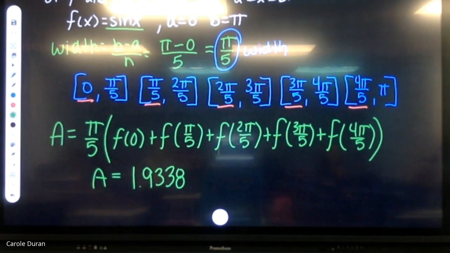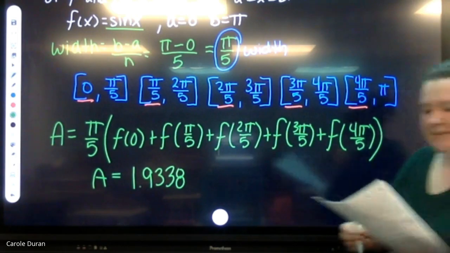Can we stop it? No. So we would do each individual one. Yeah, because you still have to have one for each subinterval, just like we have a left endpoint for each subinterval. Okay, let's do another one.